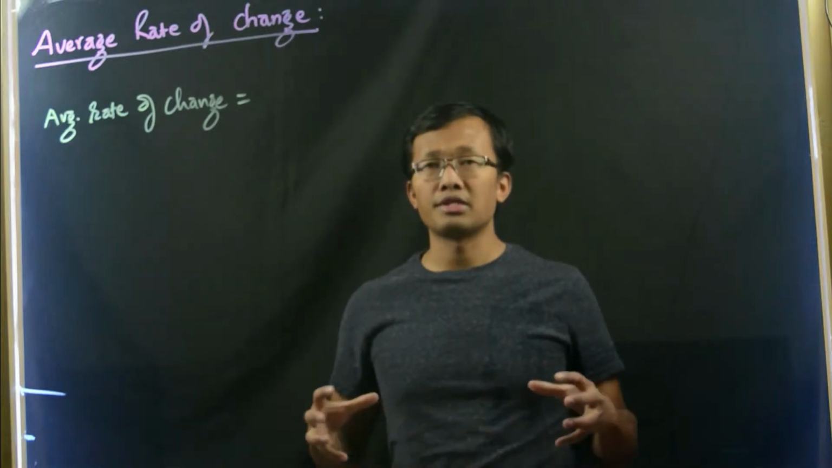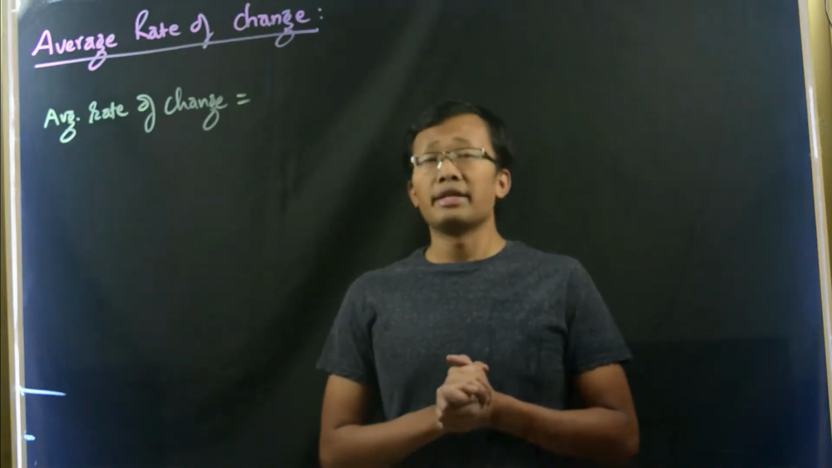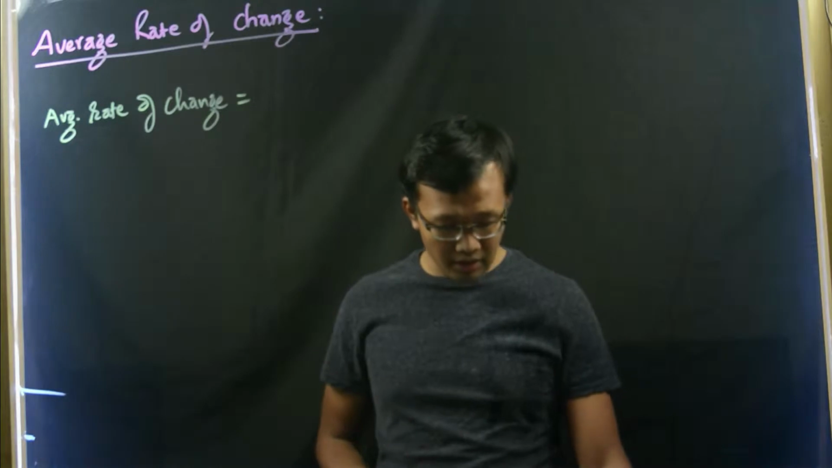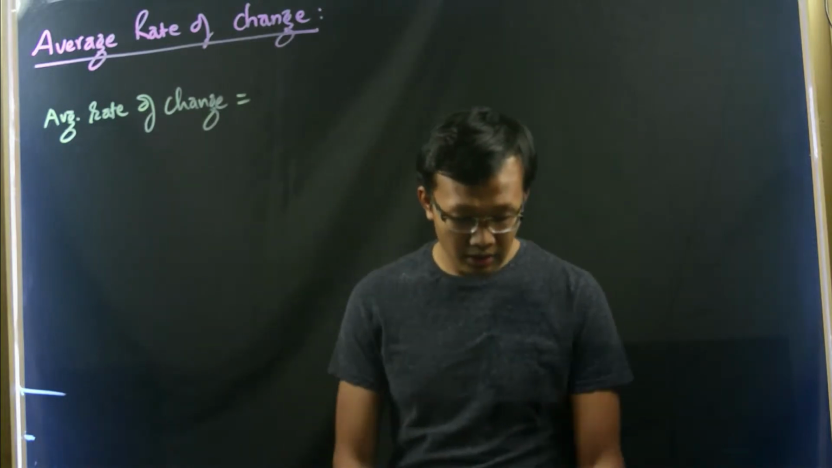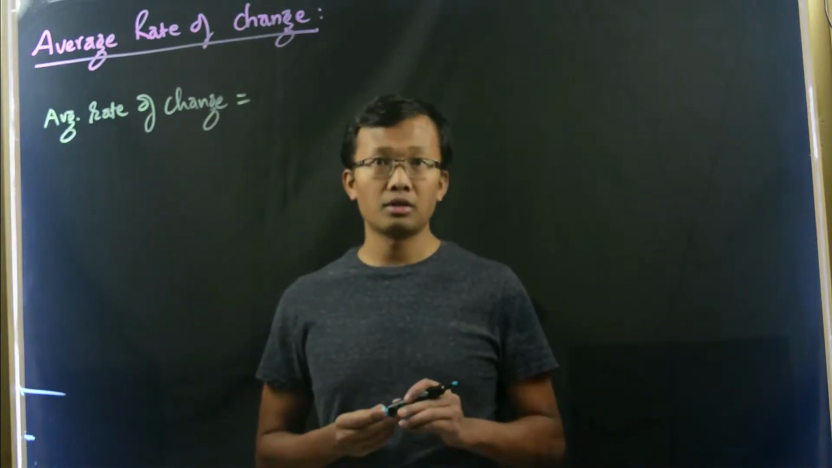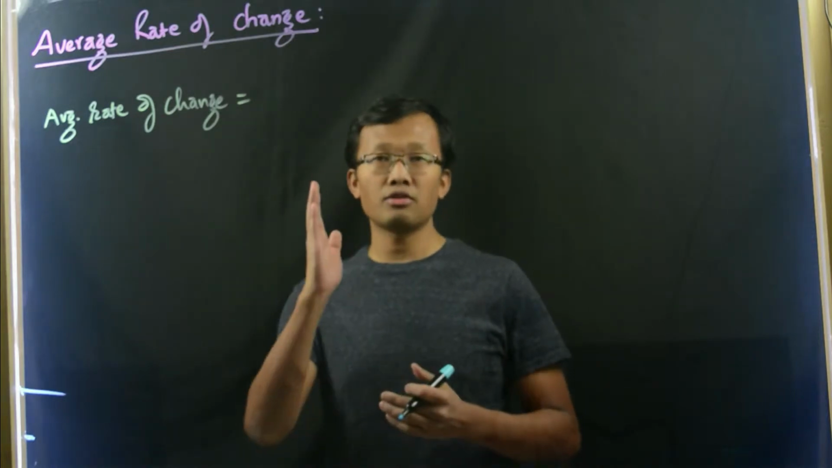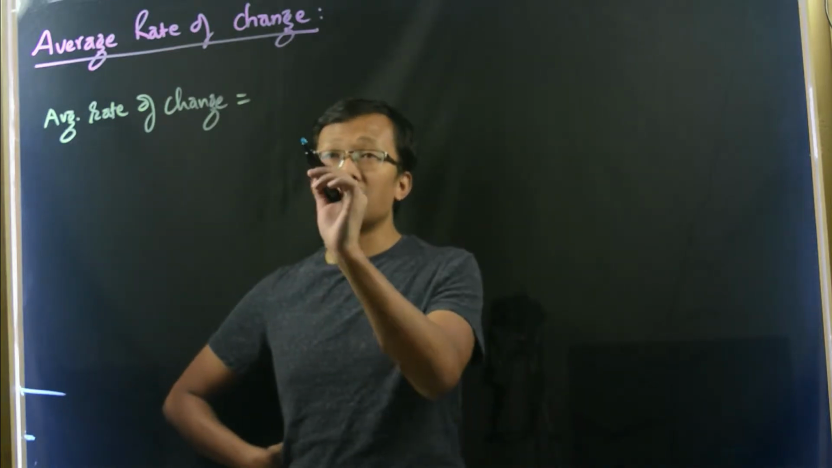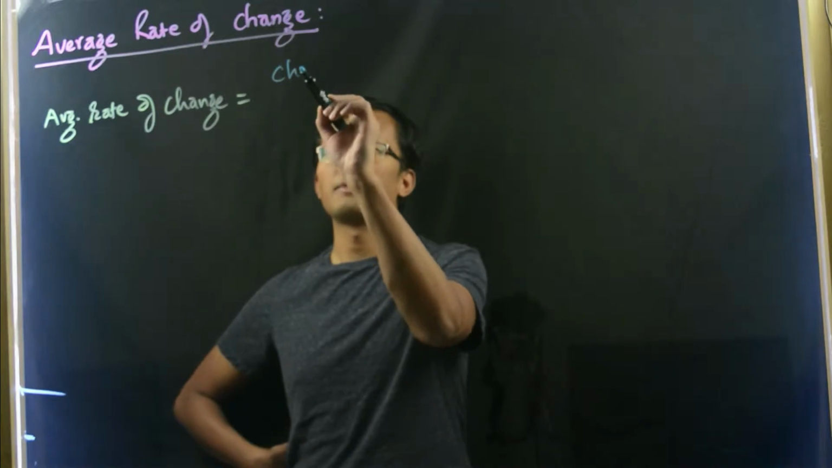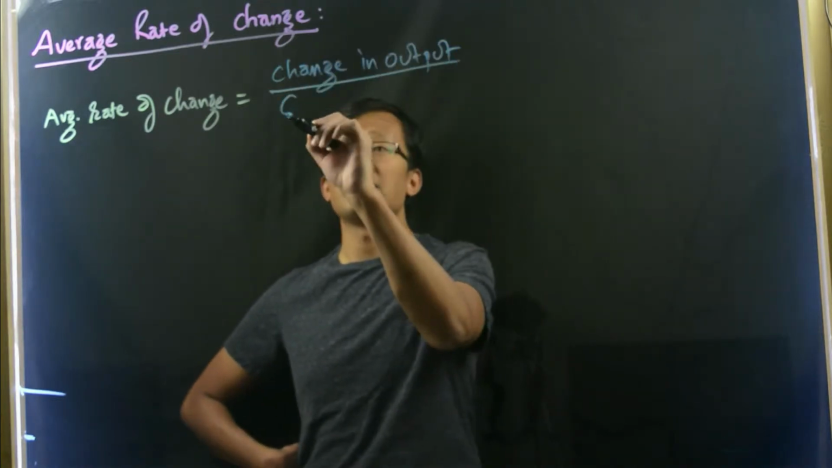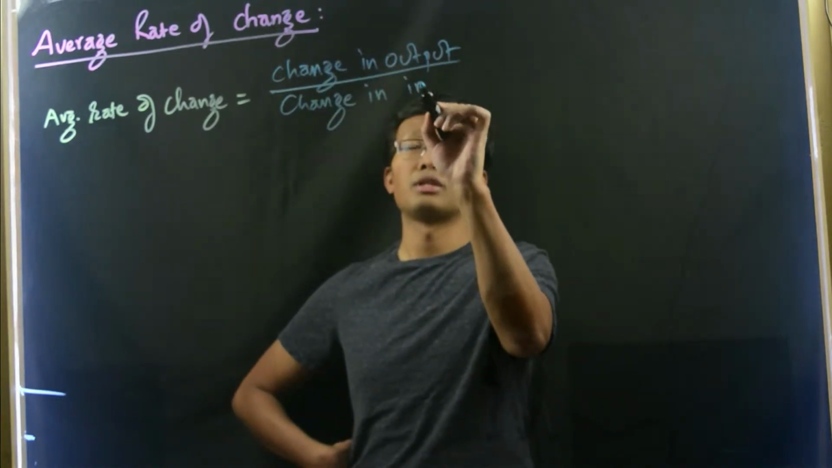Let's talk about average rate of change. Average rate of change means simply we compute the slope, okay? And by slope we mean a rise over run. So average rate of change can also be written as change in output divided by change in input.